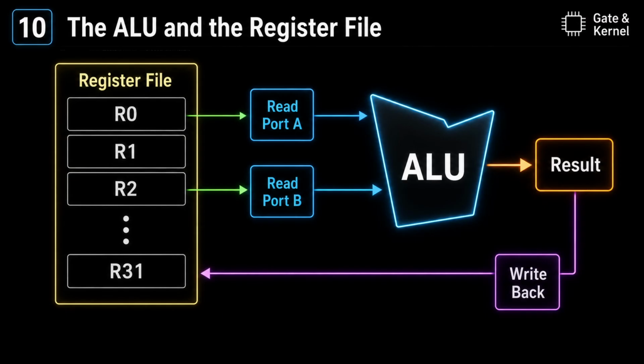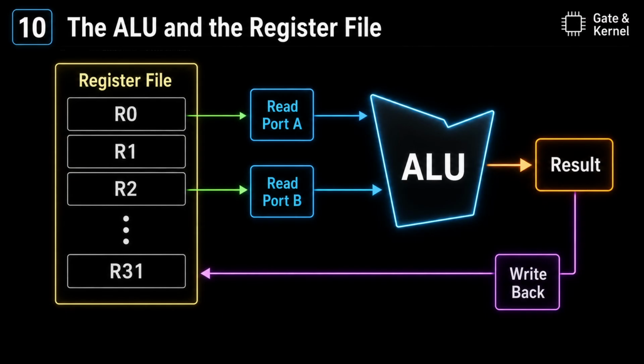Read port A can supply one operand. Read port B can supply another operand. This arrangement is extremely convenient for instructions that use 2 source registers. The 2 values leave the register file and enter the ALU. After the ALU produces a result, that result may travel back to the register file through the write-back path.